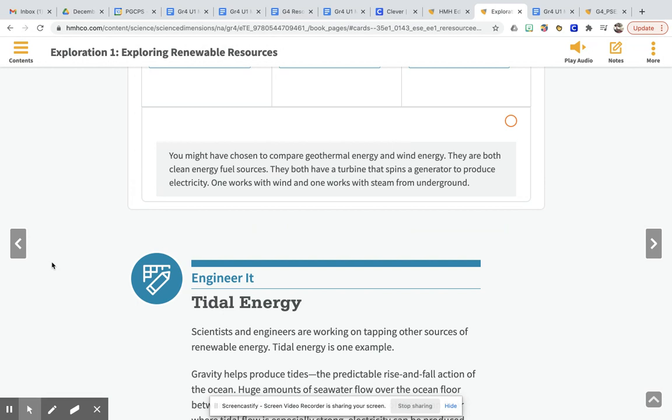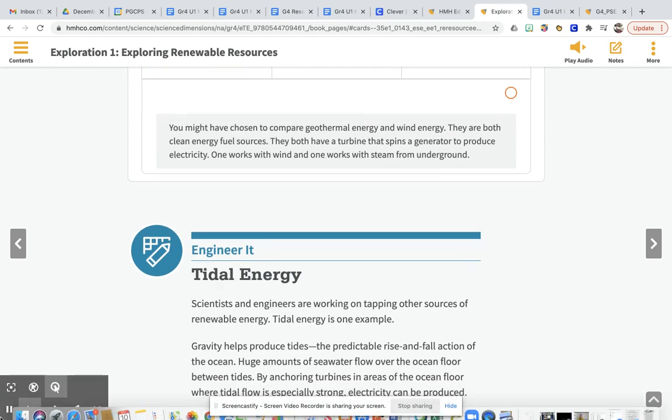So I'm sure you guys came up with some amazing comparisons, and were able to compare and contrast your energy sources. Here's one that someone may have shared. You may have chosen to talk about geothermal energy and wind energy. Geothermal energy and wind energy are the same because they both are clean energy fuel sources, and they both use turbines that spin a generator to produce electricity. A difference that they have is that one works with steam from underground, and one works with wind. All right, let's keep it moving.